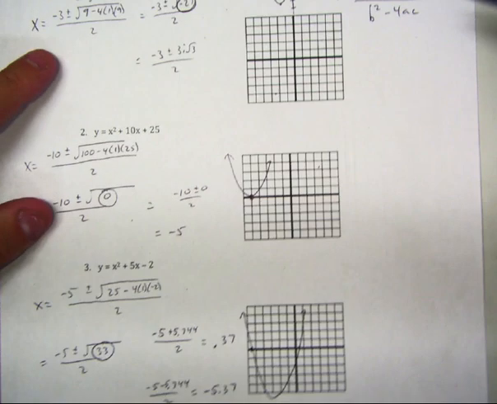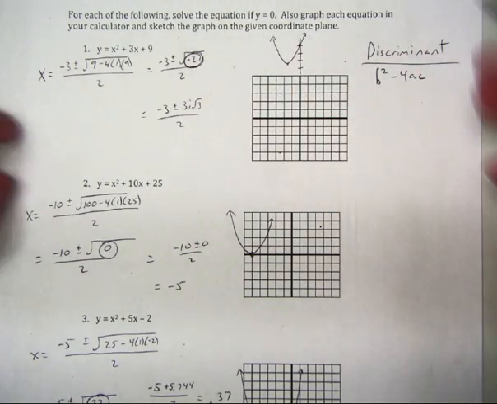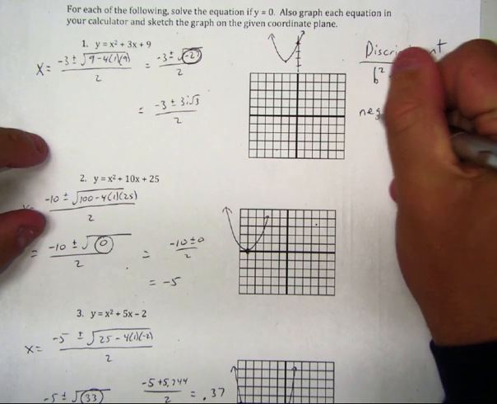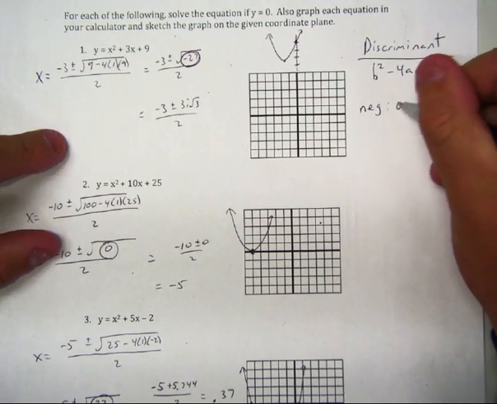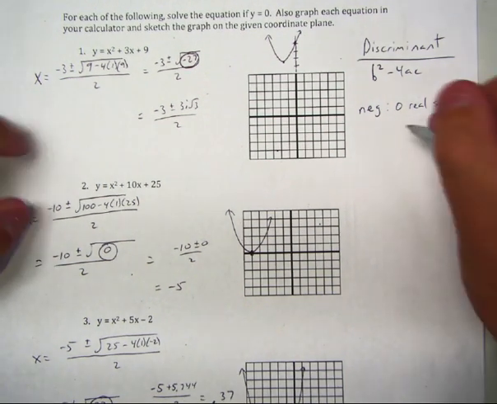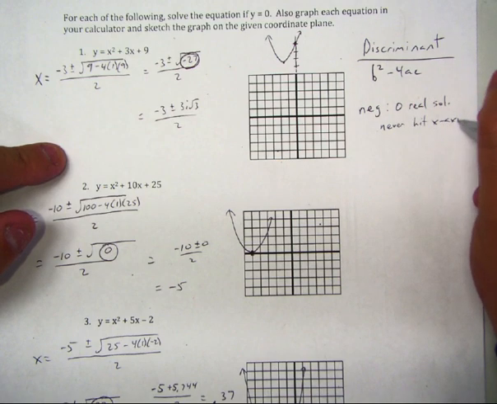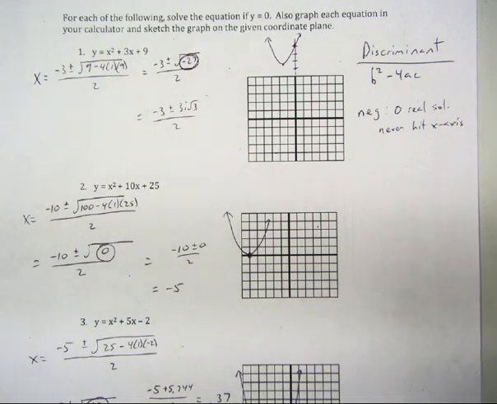Well, what that leads to is what the discriminant tells us. If the number underneath the radical is negative, if the discriminant turns out to be negative, then that means there are no real solutions. That also means the graph will never hit the x-axis. And this whole lesson is about relationships between equations, solutions, and graphs, making those connections. So if you have a negative discriminant, there are no real solutions, and that means it'll never hit the x-axis.